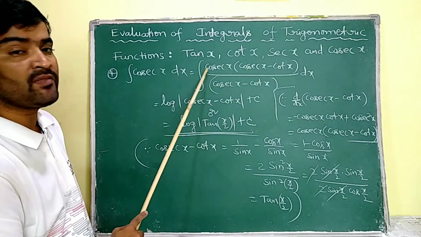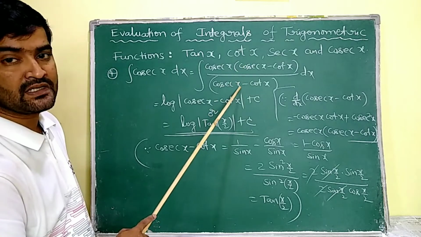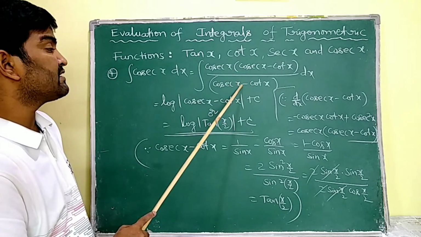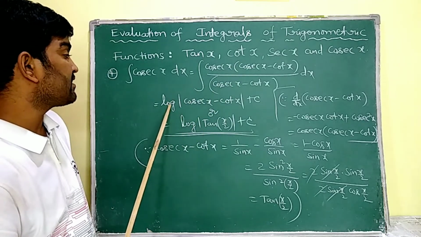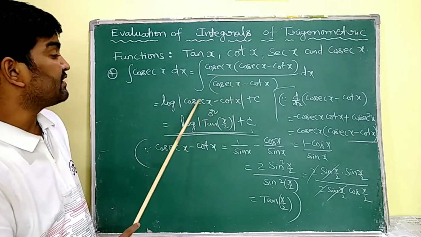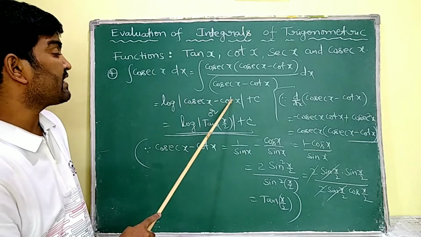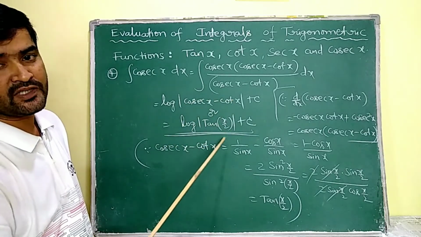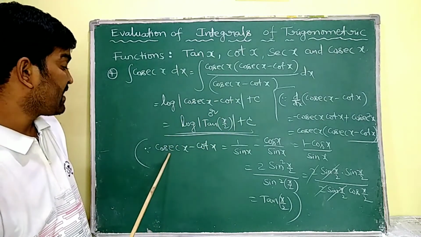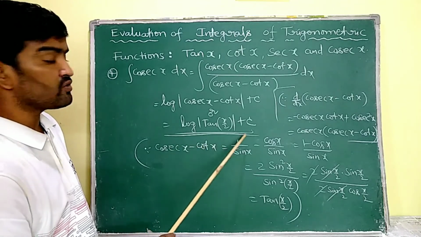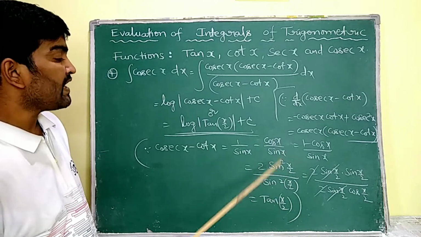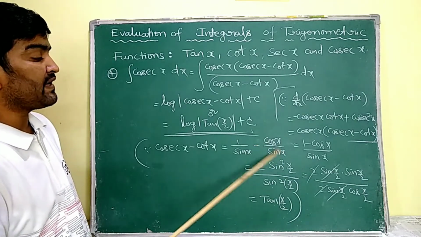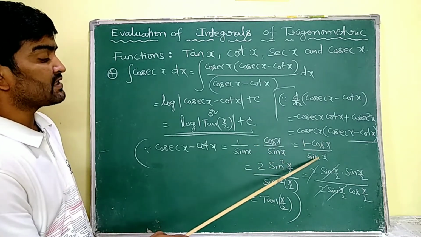That means it is in the form of f dash of x by f of x, because its denominator's derivative is there in the numerator. That is why it can be expressed as log of the denominator. And this cosec x minus cot x is nothing but tan x/2. That can be observed here. See, cosec x minus cot x is equal to 1 by sin x minus cos x by sin x, and both are like fractions, no? So (1 minus cos x) by sin x.